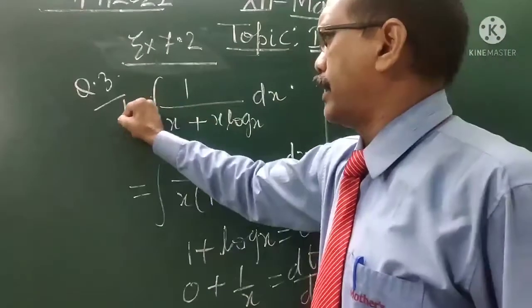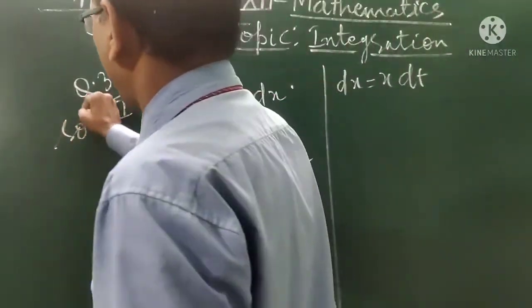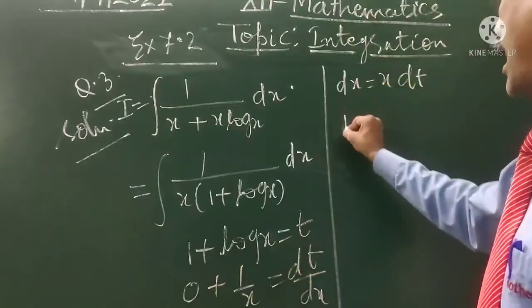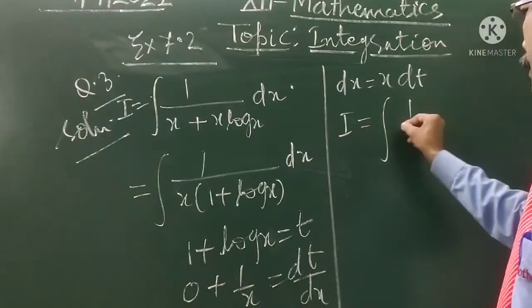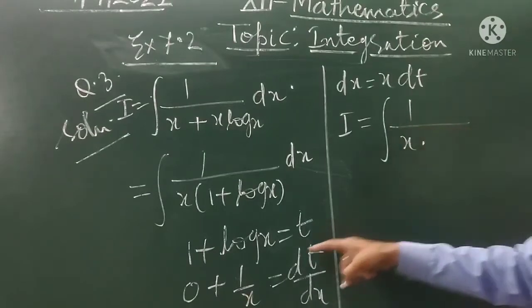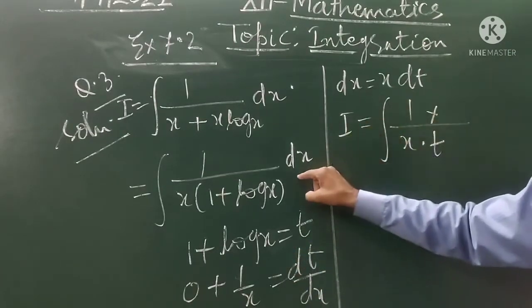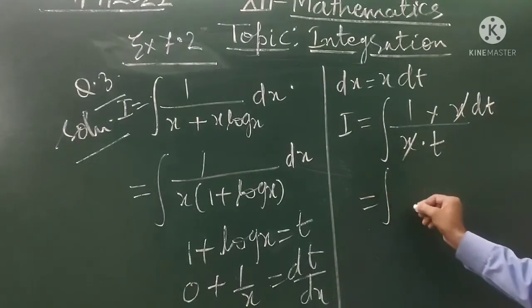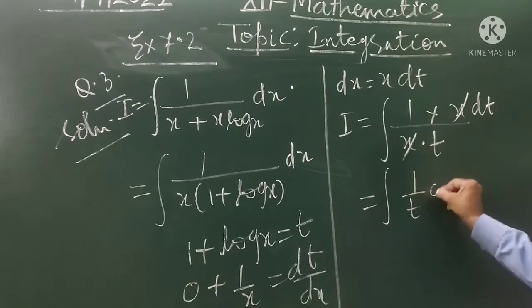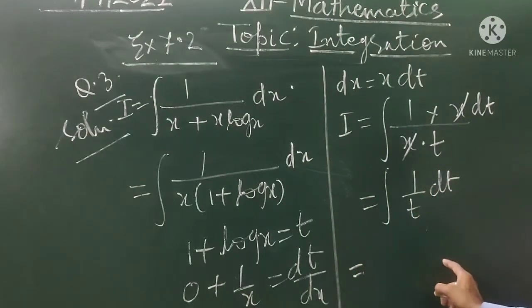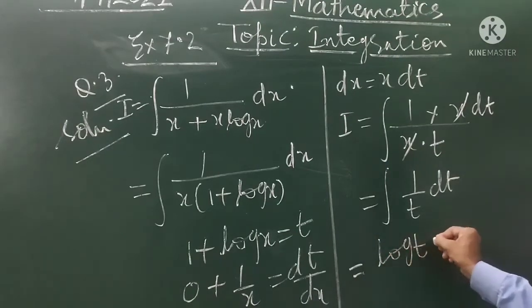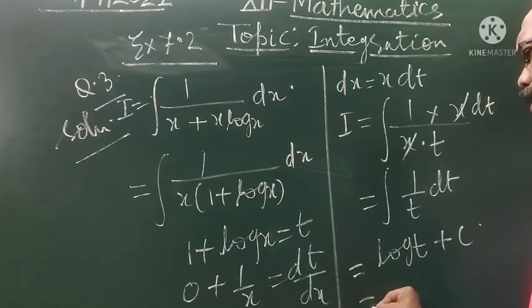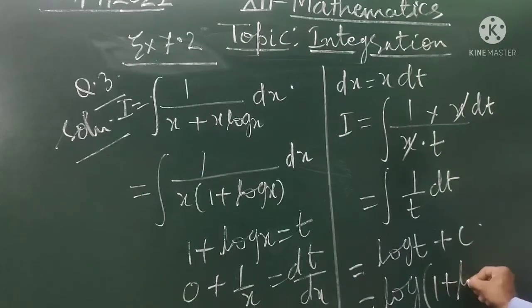Then integration I equals 1 upon x into t. The value of dx is x dt. Here x cancels. Then it is 1 upon t dt. Integration of 1 upon t is log t plus c, and the value of t is 1 plus log x. So it is log of 1 plus log x plus c.